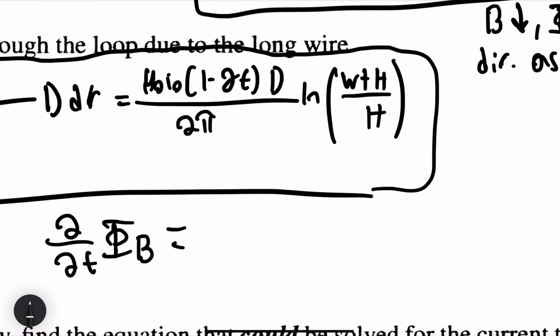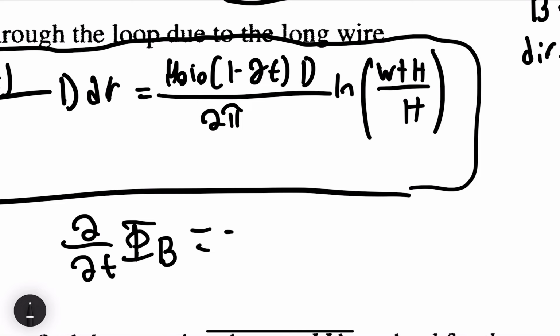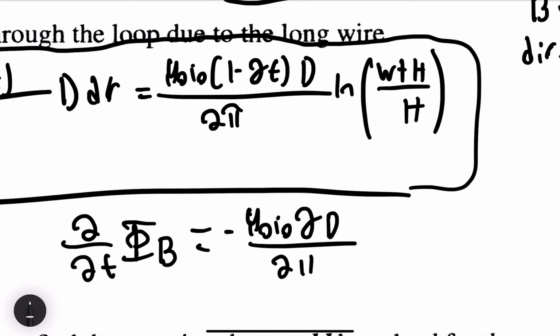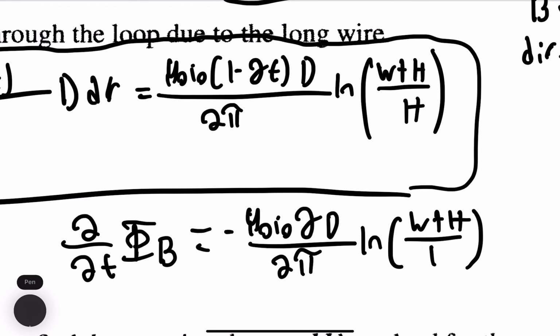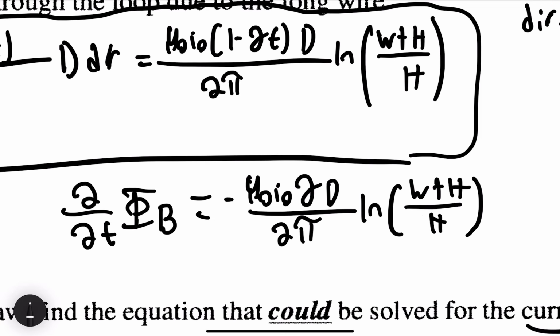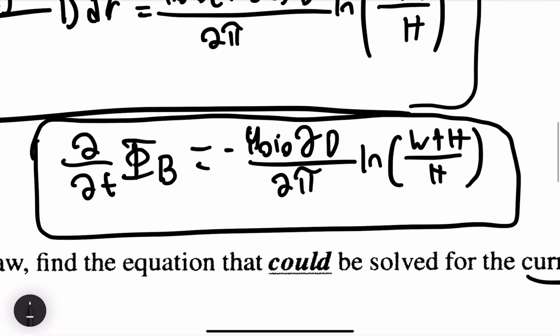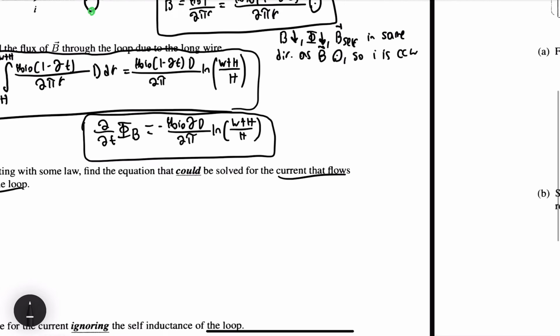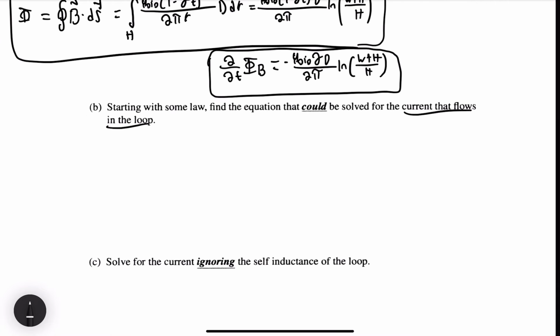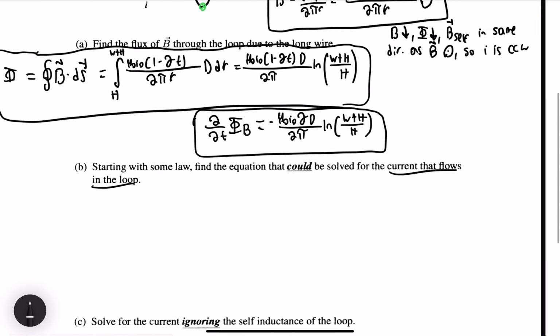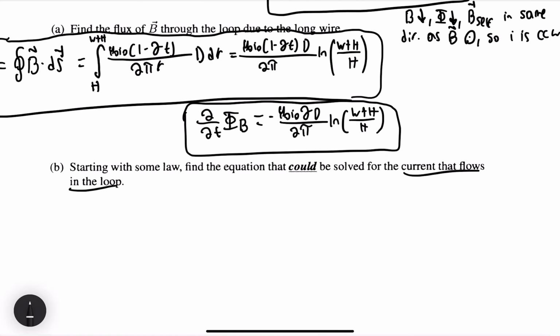I'm going to have negative mu naught I naught gamma d over 2 pi ln of W plus H divided by H. So this is the partial with respect to time. And then part C is telling us to ignore self-inductance. In this case, part B wants us to include self-inductance.